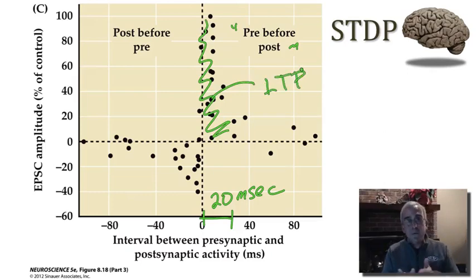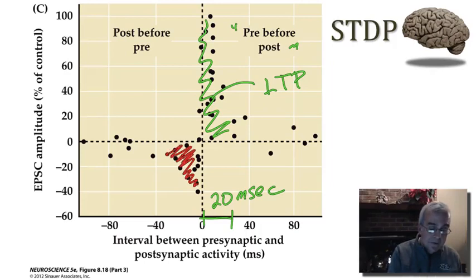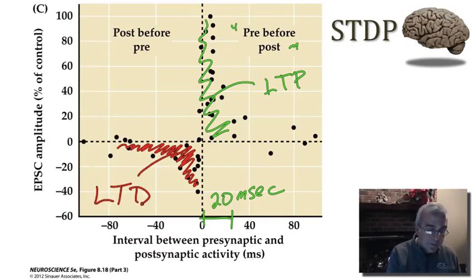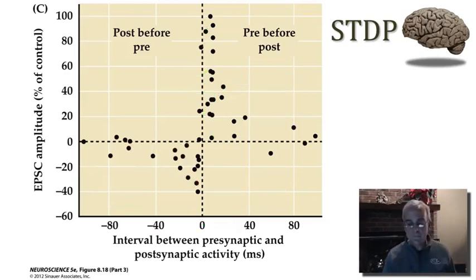So pre, before, post leads to long-term potentiation. Conversely, if we see postsynaptic activity, presumably driven by some other input to a neuron than the one that we have command of, when that postsynaptic activity comes before presynaptic activity, then that's a regime that favors long-term depression.